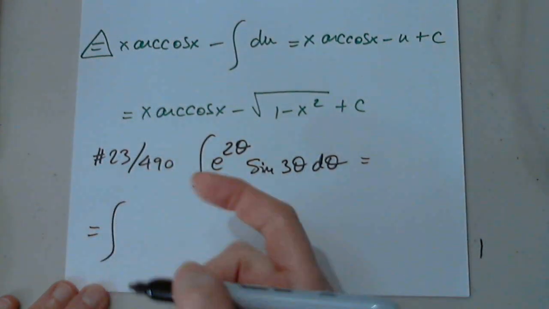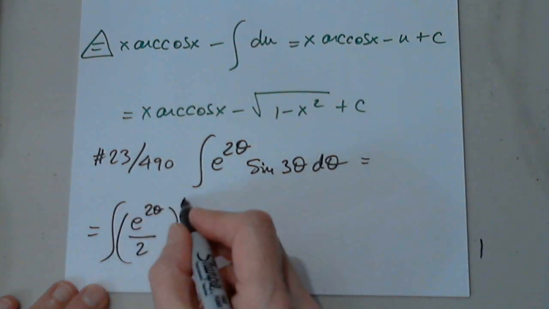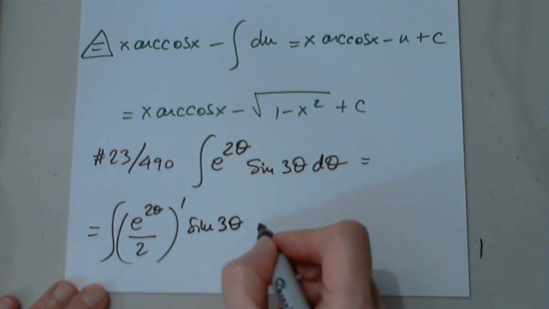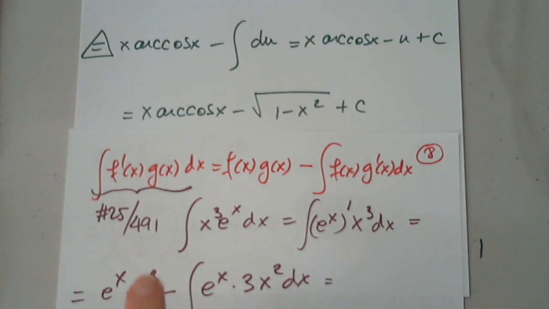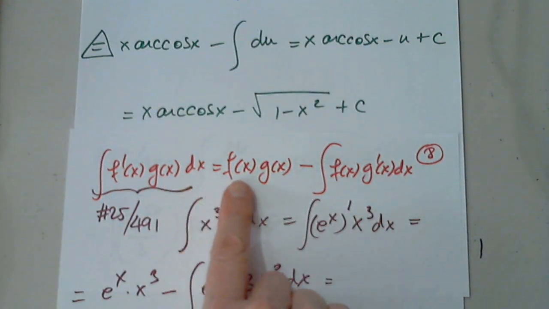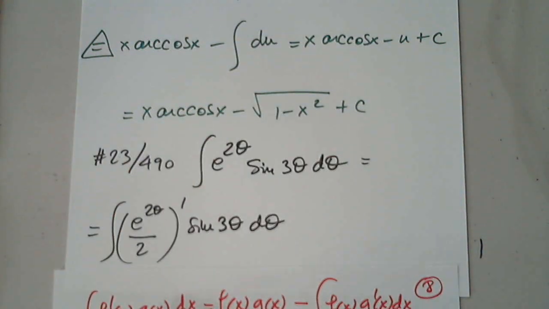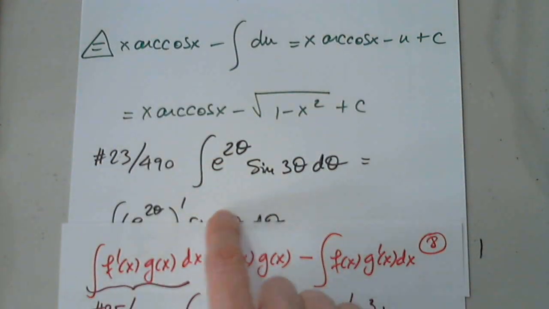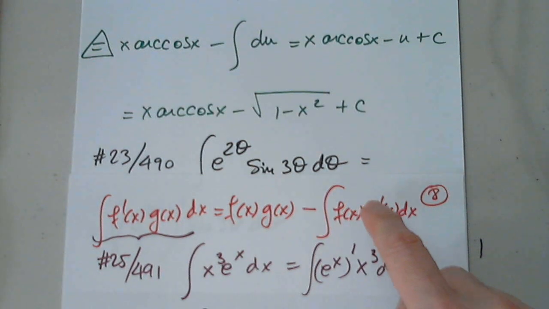So I'm going to change this into e to the 2 theta over 2, prime, sine 3 theta d theta. Is it true? Yes. When I differentiate this, I get that. But now I'm all ready for applying the integration by parts. This is the f, and this is f prime. And I have g of x. So now I continue: f times g minus the integral of f g prime.